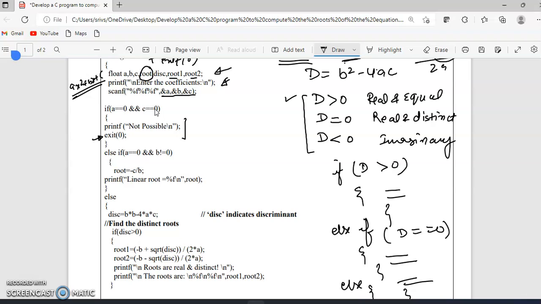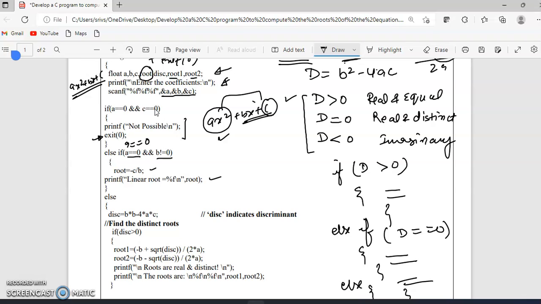Otherwise, if this condition is not true, the next condition is else if a is equal to 0 and b is not equal to 0. Here a double equals is used. That means the ax square plus bx plus c, only the ax square part will become 0 and the equation will be a linear equation. So then root will be minus c by b. That's what we have calculated, and we are printing that root value. So the first condition was when a and c are both 0. The second condition is when only a is 0.